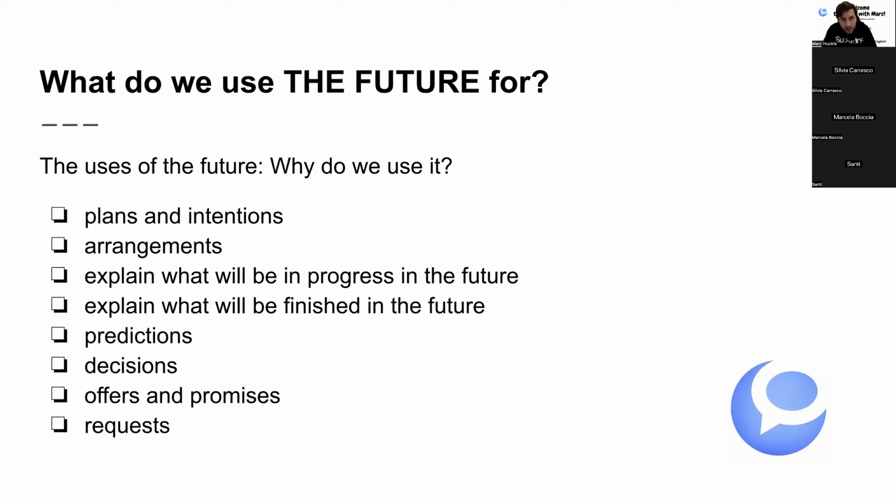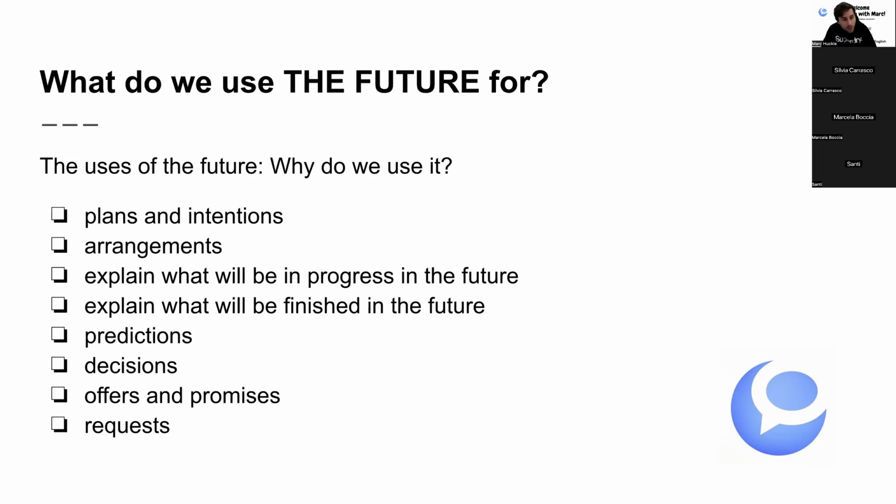There are many reasons to use future tenses, but some of them are high frequency, they are common, they are prevalent, but some of them are low frequency. We don't use them a lot. So let's look at why we use the future.